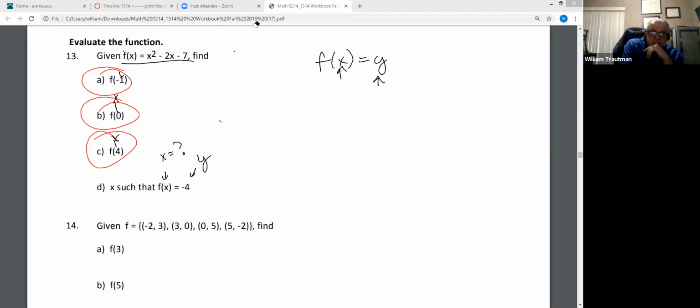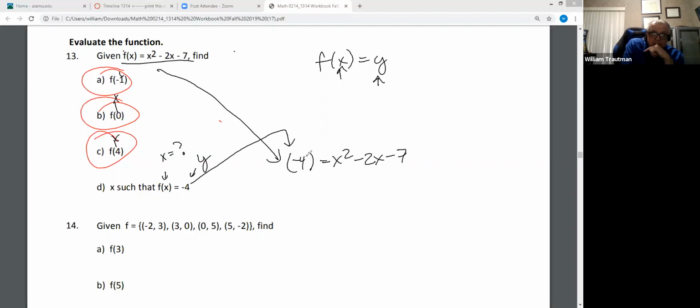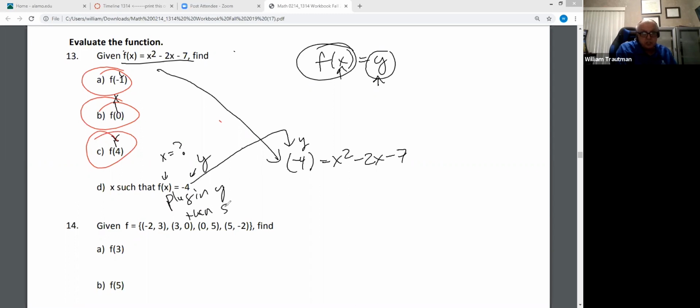Watch what we're going to do. This time, we're not plugging anything into x. We're using -4 as the y value. We're changing f of x to y. We're just interchanging them. And we have to solve for x. So here, plug in y, then solve for x.